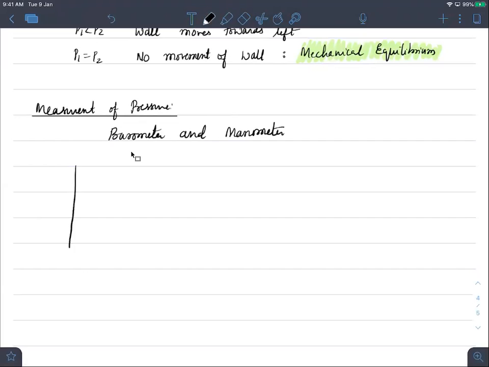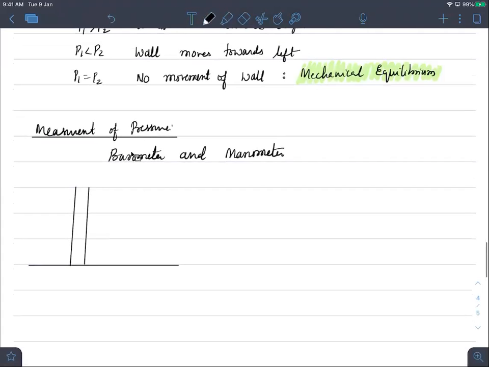Now to understand this, first we have to learn something called pressure in a liquid column. Sir, why are we studying ideal gases if they don't exist? Okay.